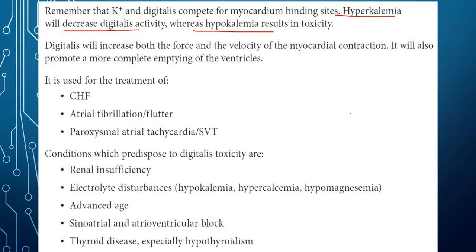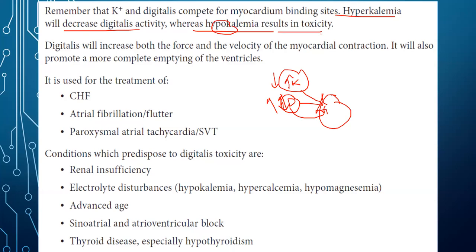Like, let's say this is one of the heart cells. Both digoxin and potassium use the same receptor to go inside the cell. If potassium is higher than normal, or if potassium is higher than digoxin, then more and more potassium will go in. So that will reduce the effect of digitalis. But if potassium is low, more and more digitalis will go in, and it will have a chance of causing digoxin toxicity. So the point is, hypokalemia can cause digoxin toxicity.